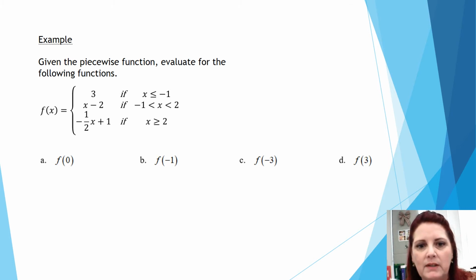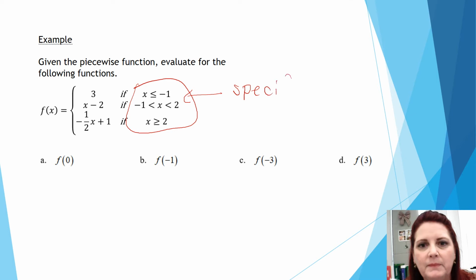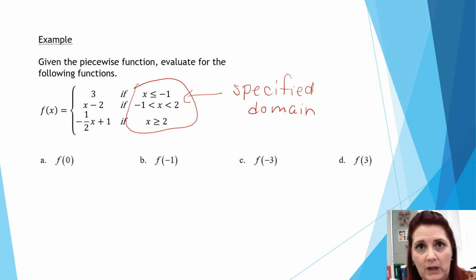On example 1, we're looking for f of 0. So this part right here, the if statements, these are our specified domain. We want to know which one of these 3 specified domains that 0 belongs to. The bottom one, x is greater than or equal to 2. Well, 0 is not greater than or equal to 2. The middle one, -1 is less than x and x is less than 2. It's not between -1 and 2. So, oh, wait, it is. 0 is between -1 and 2.